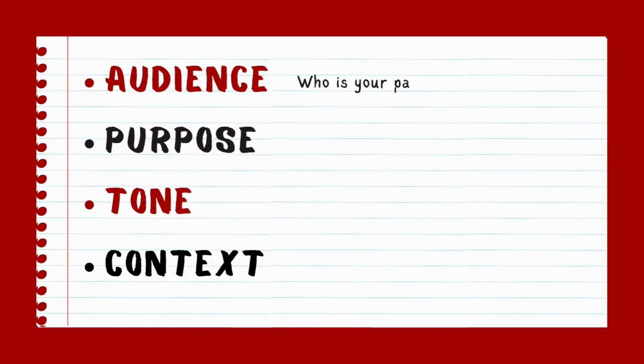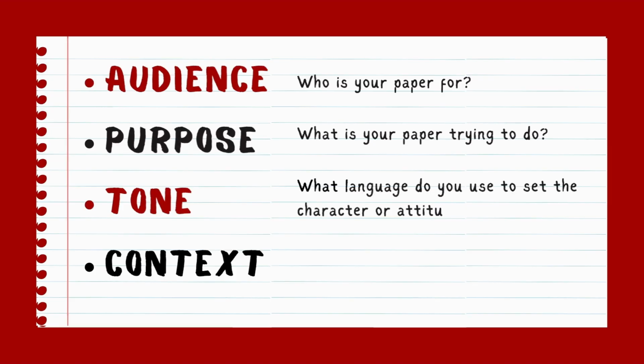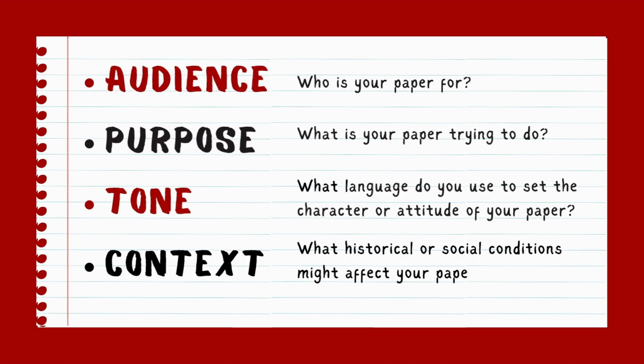Before you begin to revise, edit, or proofread your work, it's a good idea to reread your draft and your rubric to make sure your work has a consistent audience, purpose, tone, and context. These concepts are the foundation to your writing, and so without them, your work might feel unfocused or unstructured. Take a moment now to review your work and make sure you have a solid concept of who your paper is for, what your paper is trying to do, the language you use to set the character or attitude of your paper, as well as important historical or social conditions that might affect your paper. We recommend writing down for yourself the answers to these questions somewhere easily accessible as you revise, edit, and proofread. That way, you can do so without contradicting your earlier work.